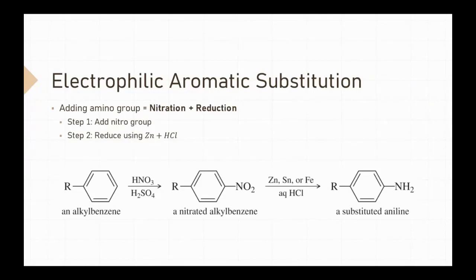And so if we want to make an NH2 or amino group, we have to do nitration and reduction. You can't just add NH2 to the molecule. You add the nitro first, and then here we're using the Clemmensen reduction. So zinc HCl will turn that NO2 to NH2.